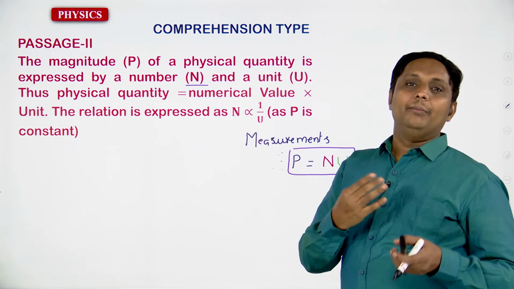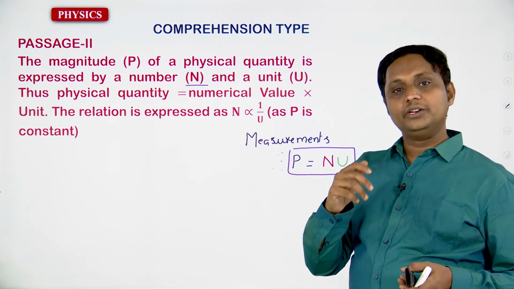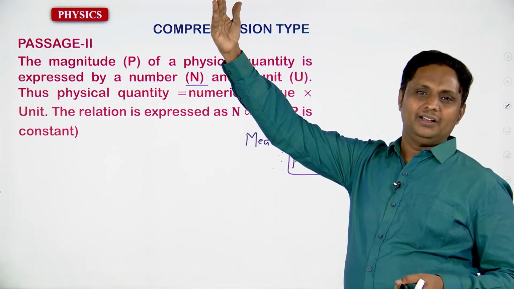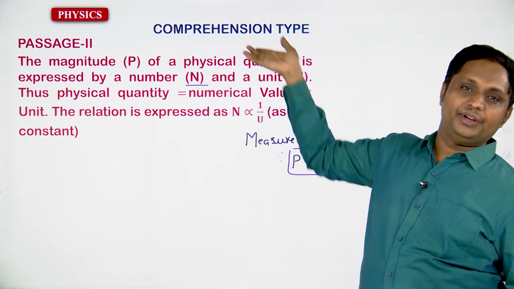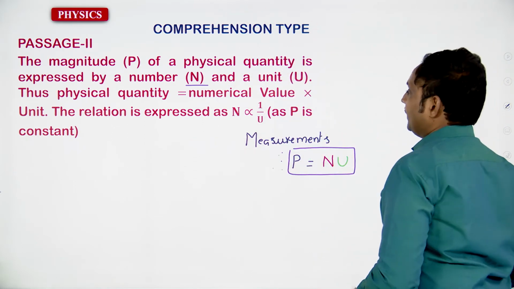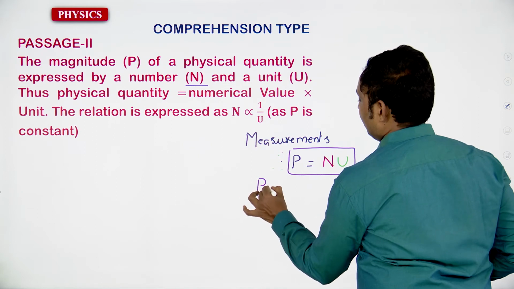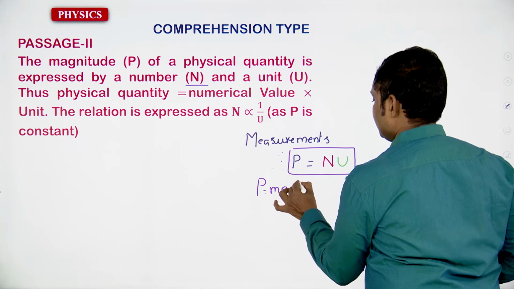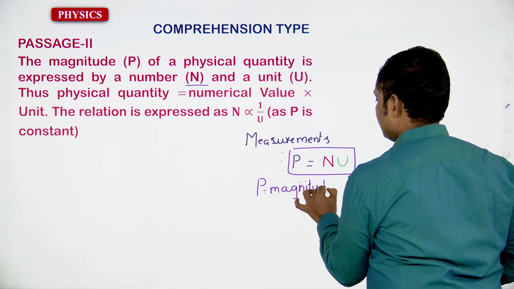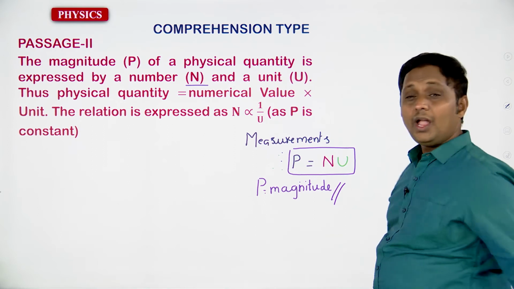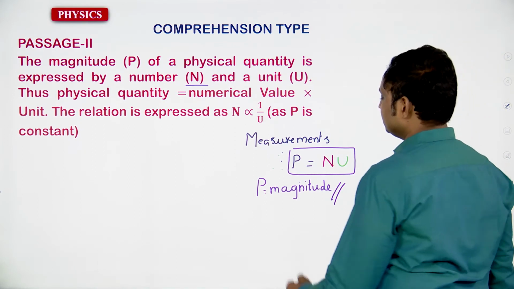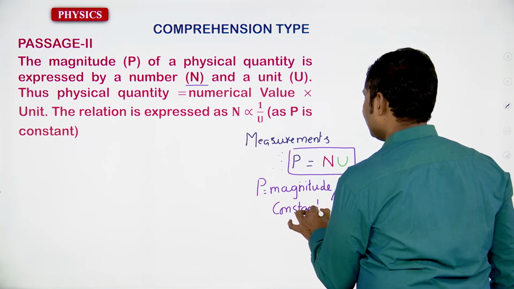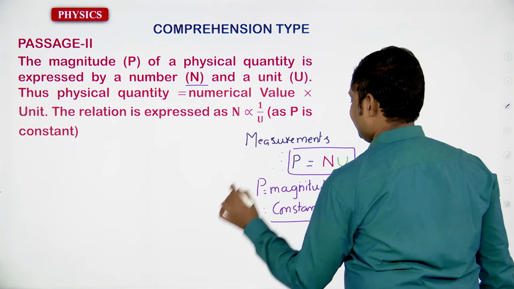In order to measure the physical quantity, you choose a unit, in terms of kg or in terms of grams. That's what I am telling you. P is going to be the magnitude. It's very clear. Now the magnitude is going to be constant, equal to constant.